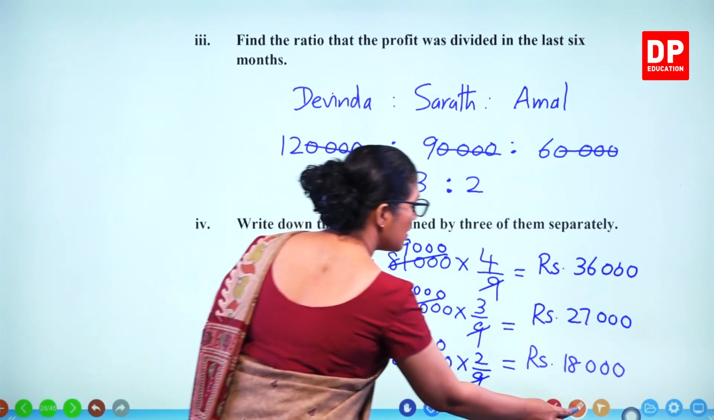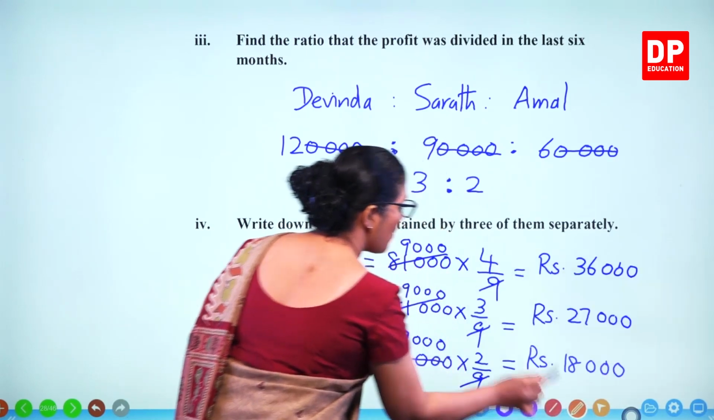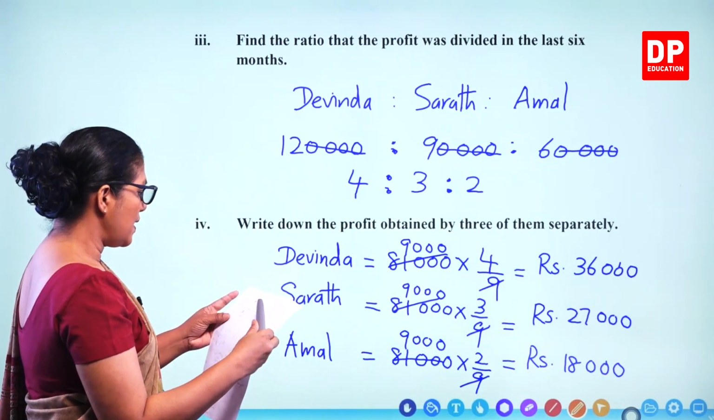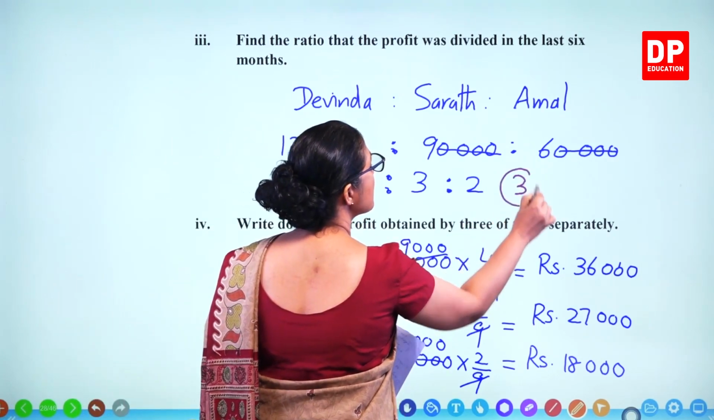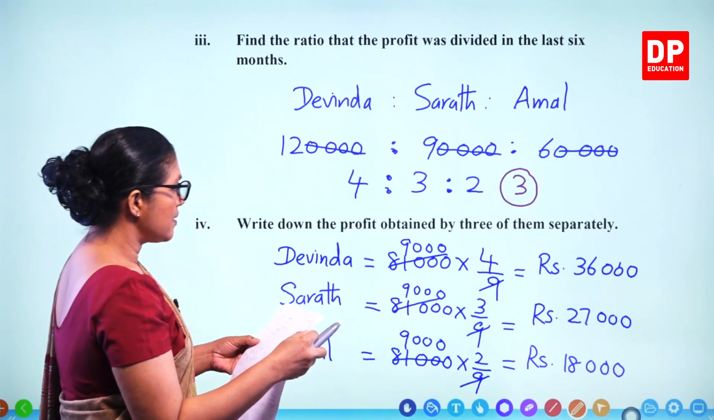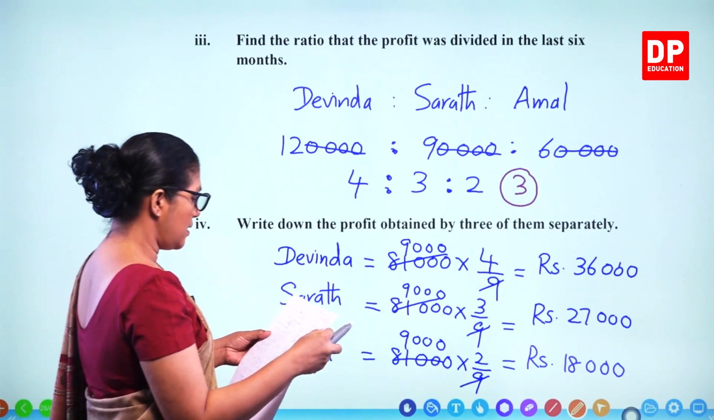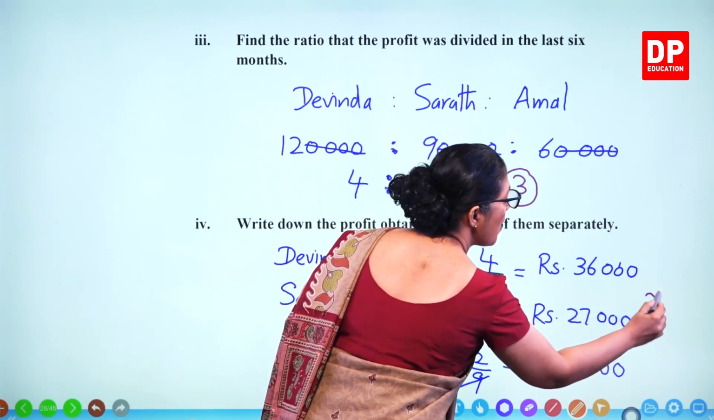So those are the profits gained by the 3 of them. We'll see the marking scheme. The 4 to 3 to 2 ratio, that's 3 marks. And here 36,000, 27,000 and 18,000, another 3 marks.